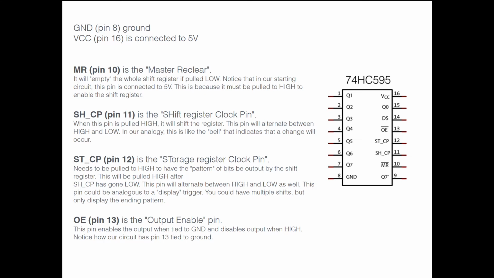low, after the, sorry, my slides, my reading. My bad. So this pin needs to be pulled to high to have the pattern of the bits be pulled out by the register. This will be pulled high after the clock pin above has gone low. This will alternate between high and low as well.